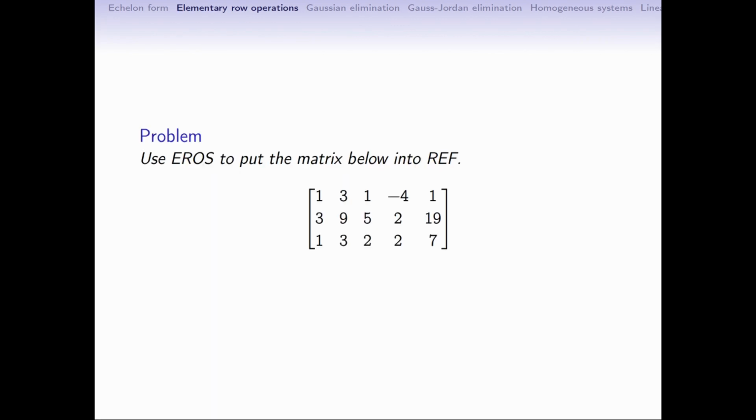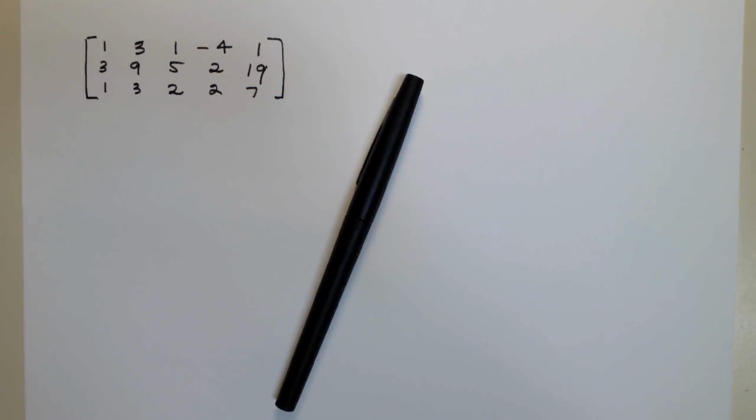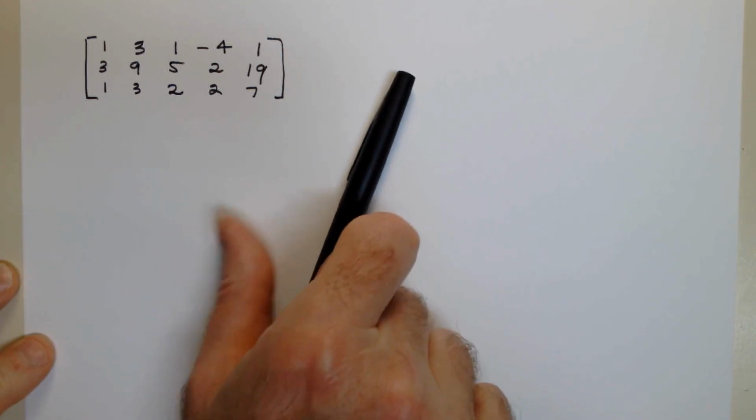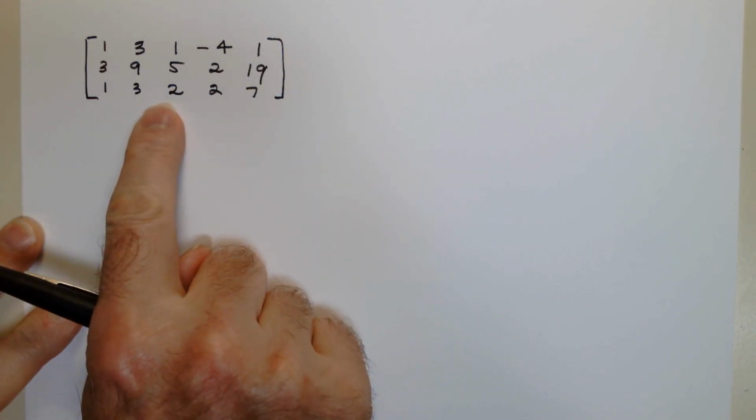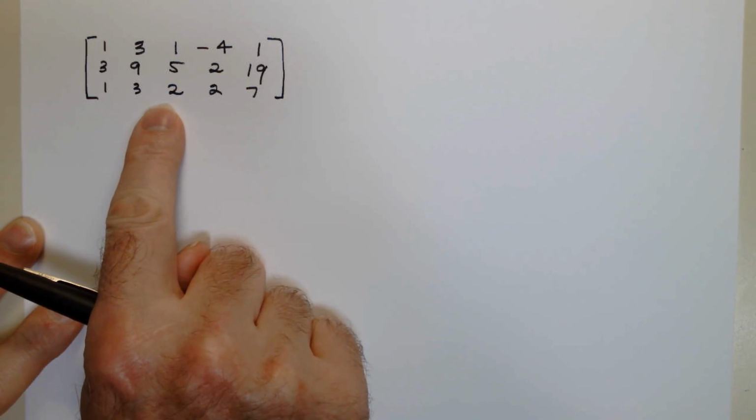Let's put all this to work. Let's use elementary row operations to put the matrix below into row echelon form. So join me at the document camera to work out the details of this problem. Welcome to the document camera. Our goal is to convert this matrix into a row echelon form.